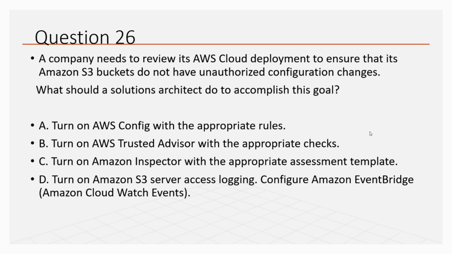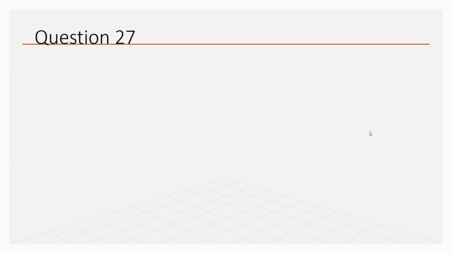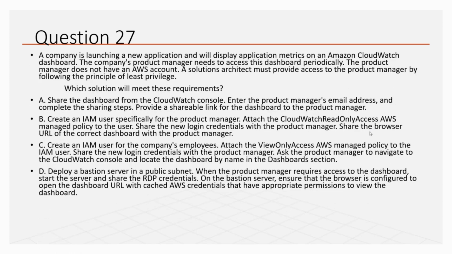B. Turn on AWS Trusted Advisor with the appropriate checks. C. Turn on Amazon Inspector with the appropriate assessment template. D. Turn on Amazon S3 Server Access Logging. Configure Amazon EventBridge, Amazon CloudWatch Events. Now let's look into the correct option, and the correct option is A. Turn on AWS Config with the appropriate rules. Let's look into question number 27.